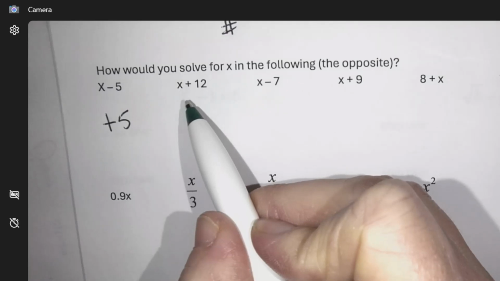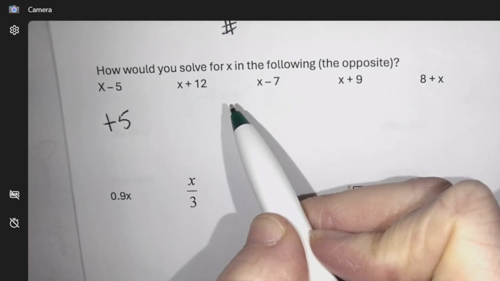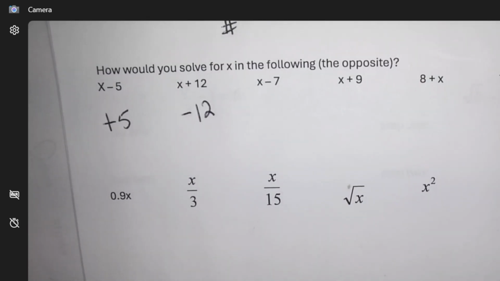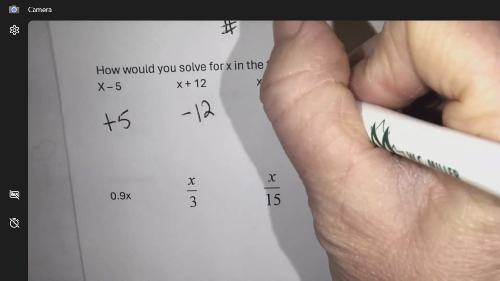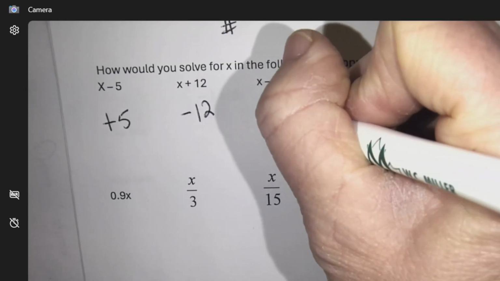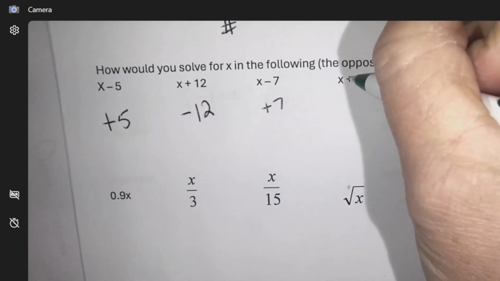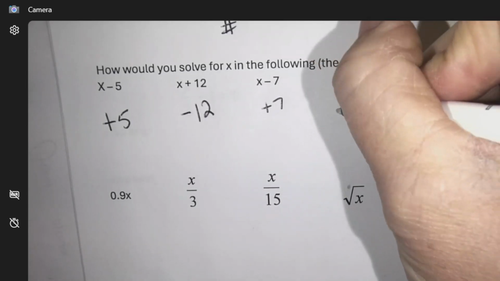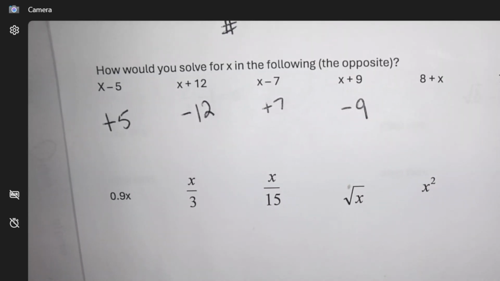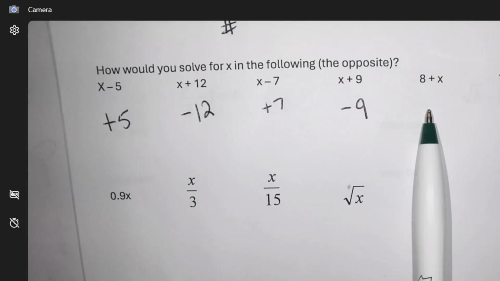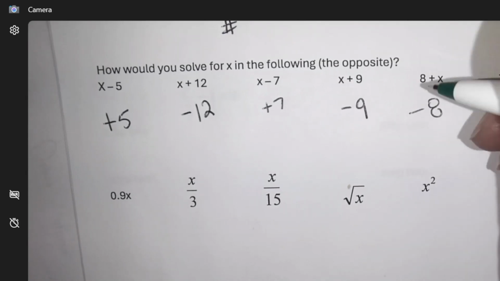So x right now is being added with a 12. So to get it alone, I would subtract 12. Right now, there's a subtracting 7, so I would add 7. If there's an add 9 with it, I would subtract 9. What would you do here to get x all by itself? Subtract away the 8 that's there.